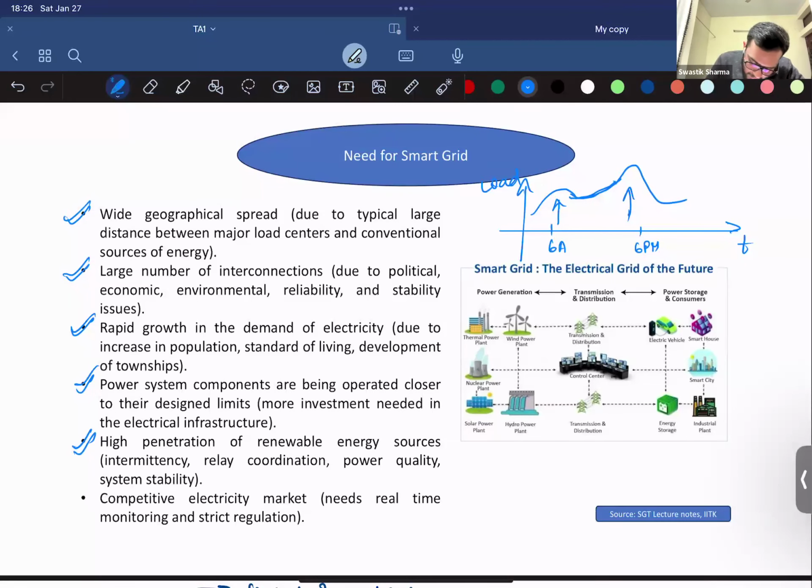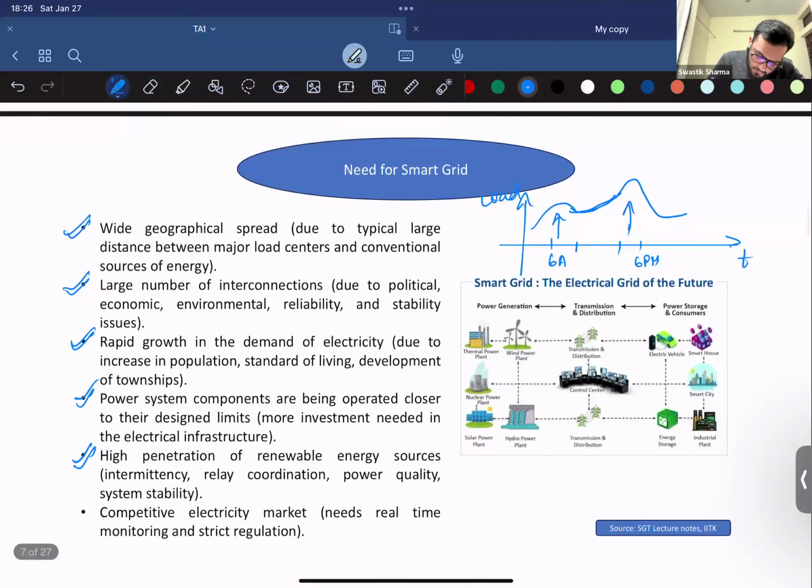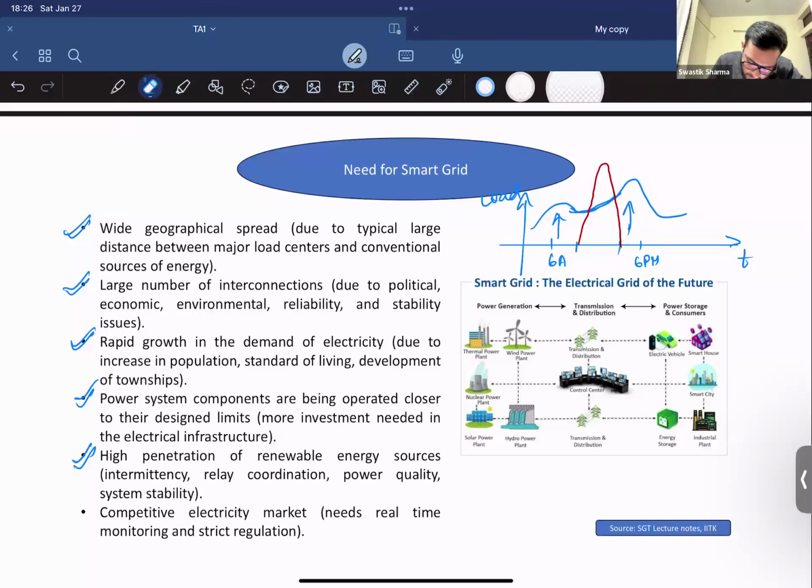So between 10 and 2, what happens? I am not drawing it to scale, so I'm just showing. We have a huge influx of electricity due to solar power generation. So we see a huge decrease in net load. This decrease in net load necessitates that accordingly, we observe a ramp rate.